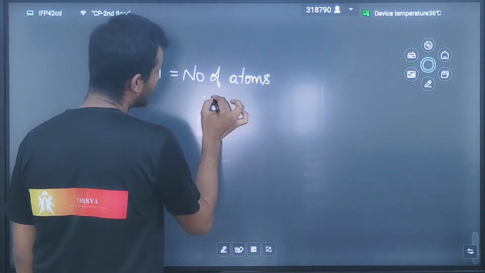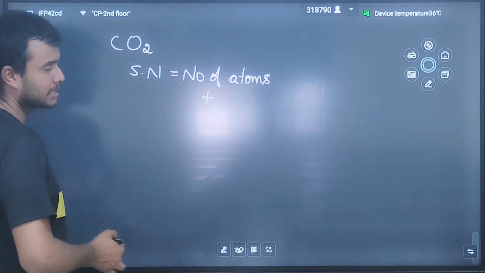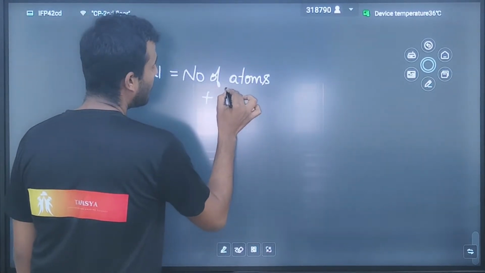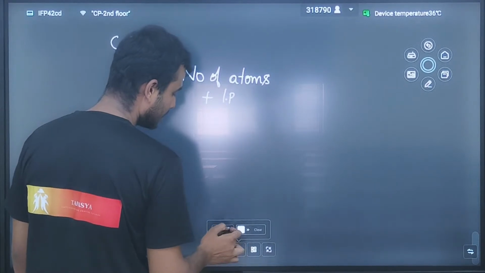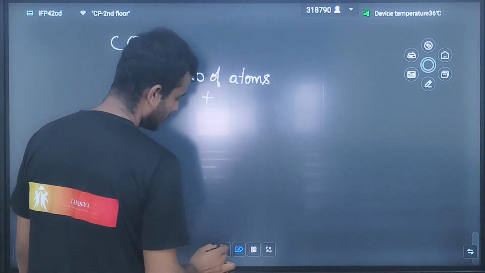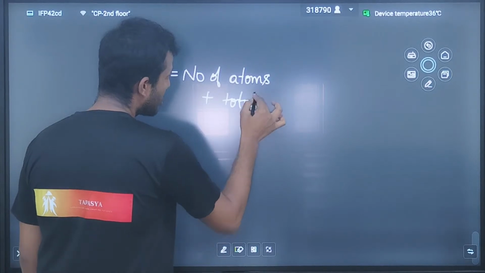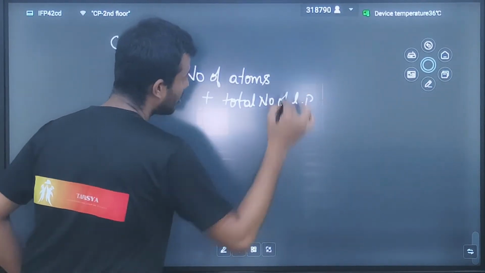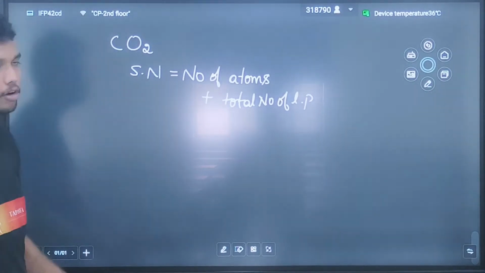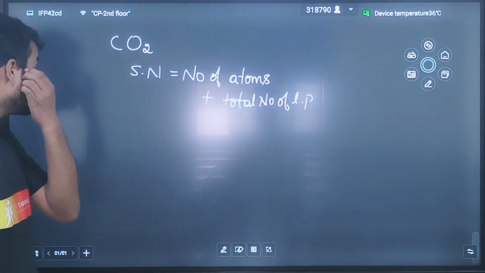Steric number is equal to the number of atoms plus the total number of lone pairs. I will tell you again: number of atoms plus total number of lone pairs. This is also important for me. What is steric number? Steric number is given by the number of atoms plus the total number of lone pairs.